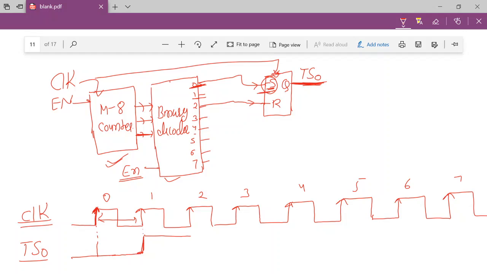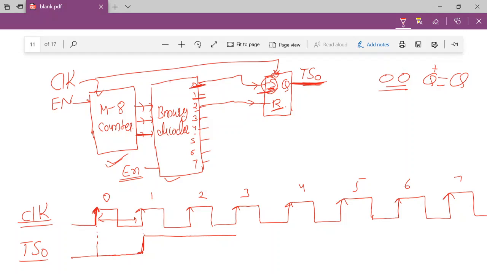That means the zeroth output would be 0, first output would be 1 and second output would be 0. That means S and R equals 0 0. In that case your Q will remain Q. You can say Q plus 1 remains Q. That means it is not going to change, so it will remain the same for the next clock cycle as well.